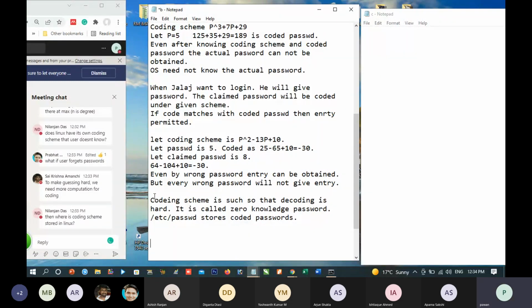Now, as someone has told, what happens if someone forgets the password? Certainly, he will go to a system administrator, not to the machine. How to get the original password, even if his authenticity is known? What is a solution to this problem?